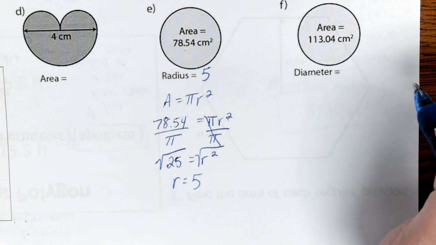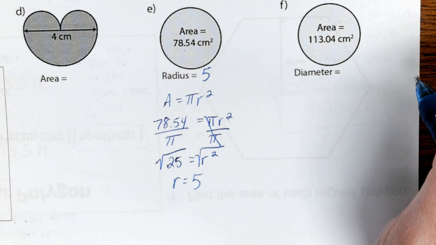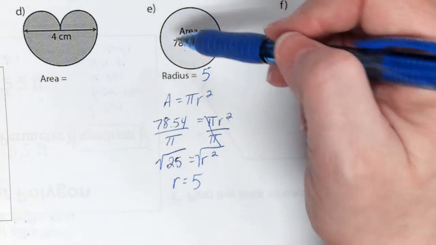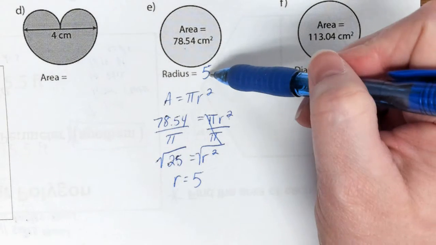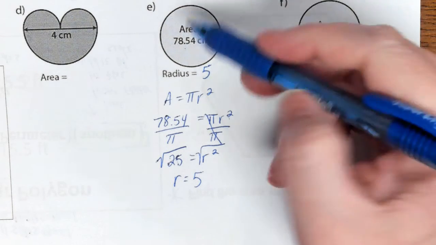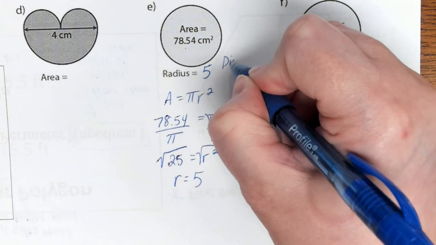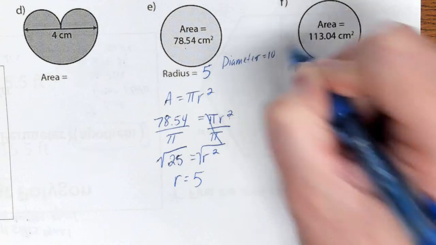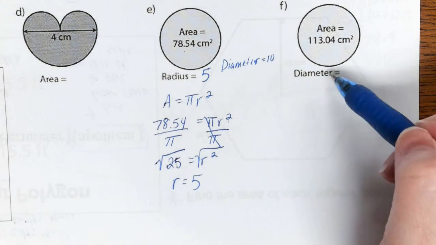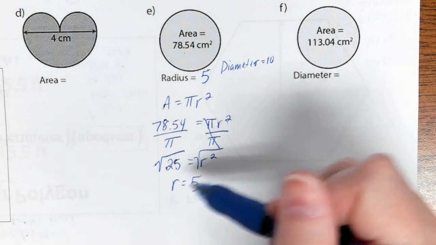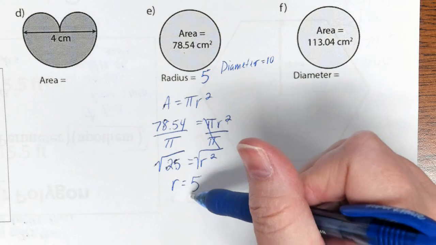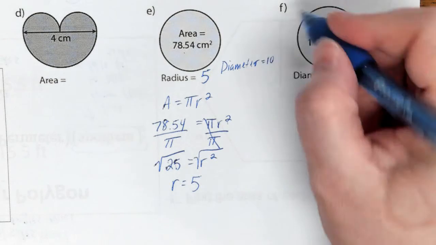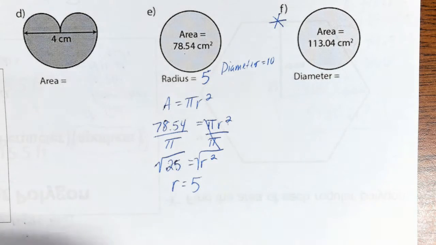Do y'all remember what diameter means? It's all the way across. So if you know the radius, you just double it to get the diameter. So had I wanted it for this one, the diameter would be 10. The reason I bring that up is because on this one, you're going to do the exact same process as what we just did. But once you get the radius, you got to do times 2 to get the diameter. So you'll do this one.